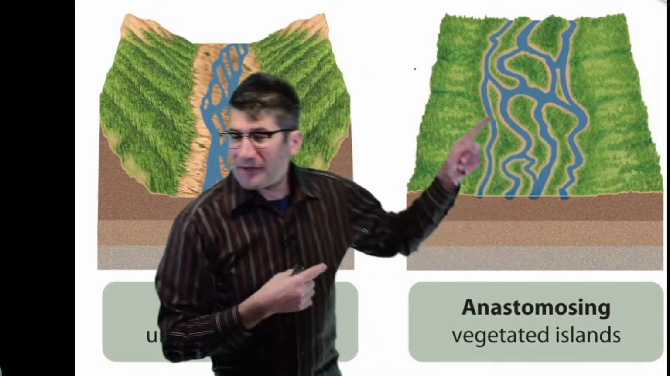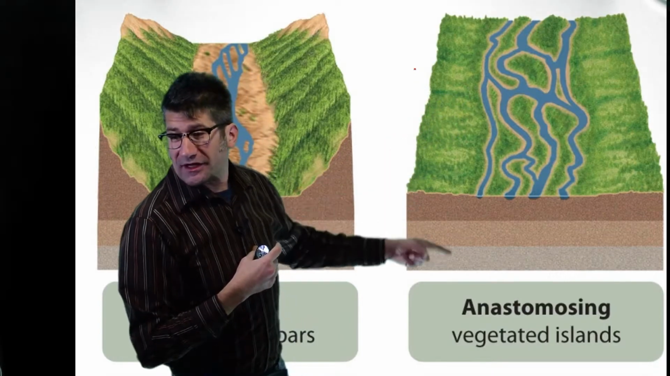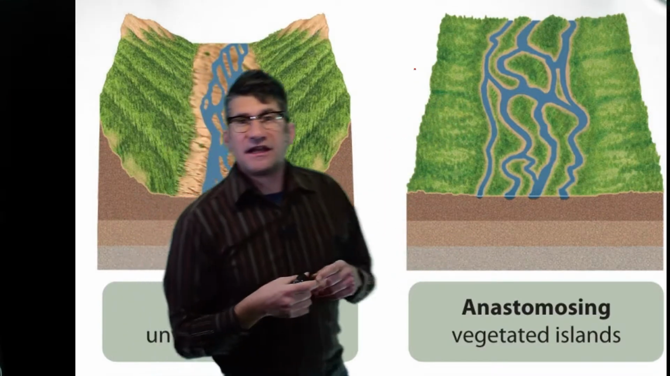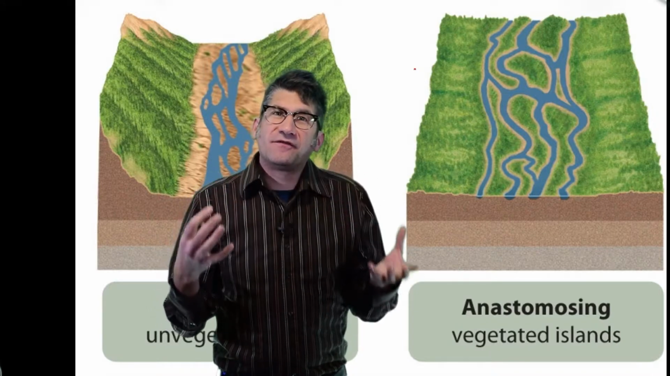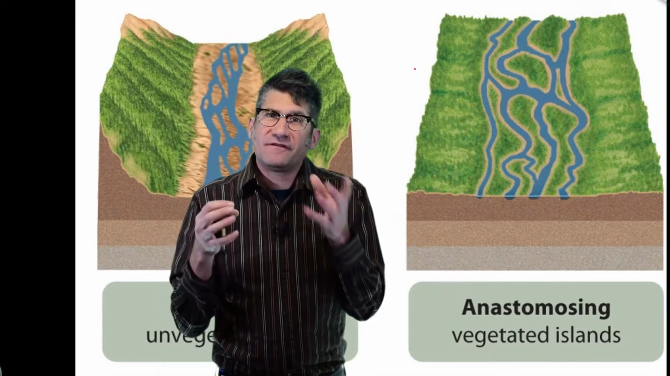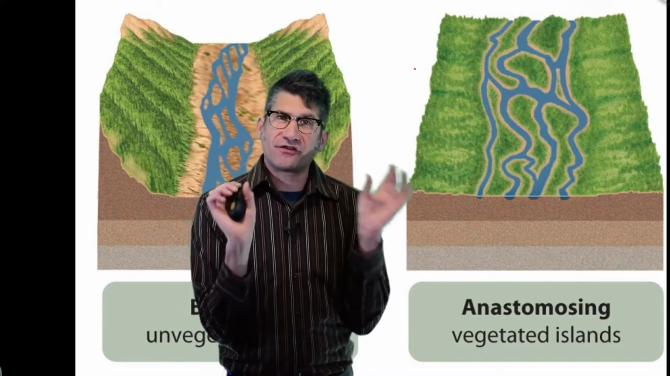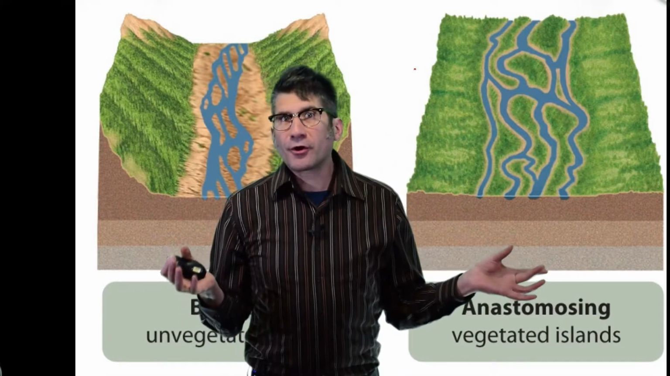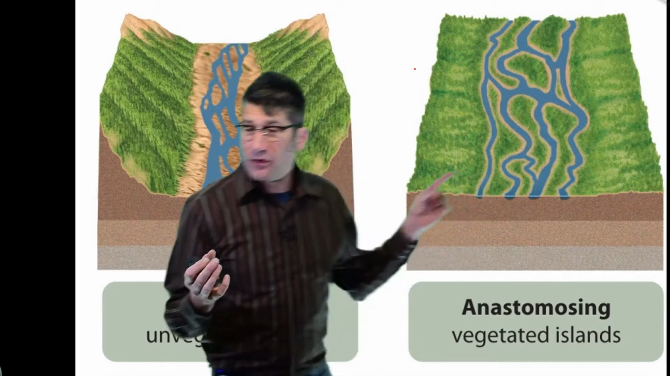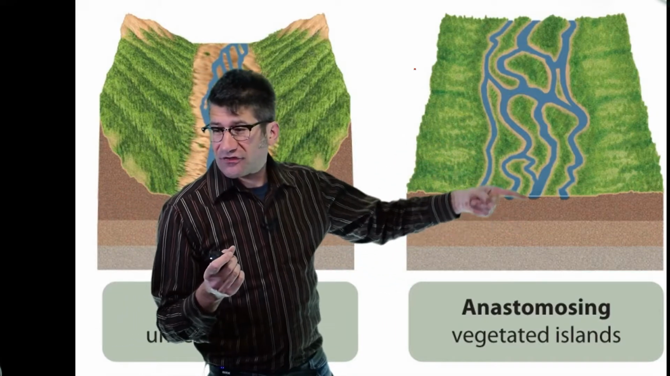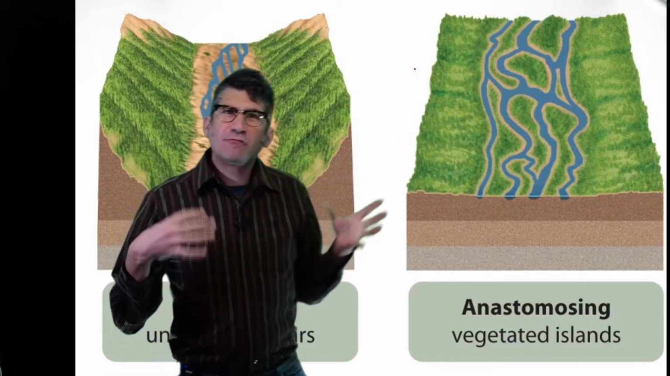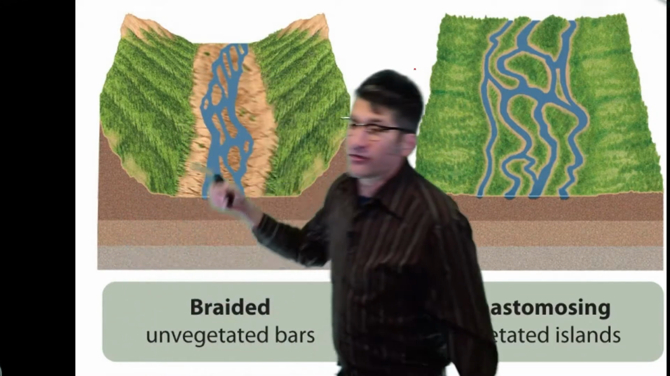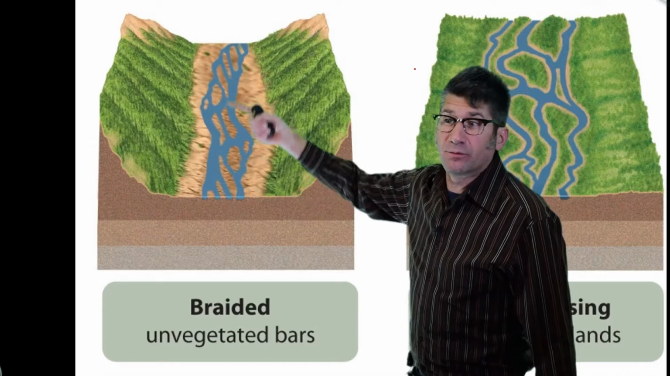The other type of channel right here is what we call an anastomosing channel. An anastomosing channel is where we have multi-threaded flow and we have vegetated islands. When you have vegetated islands, we think of these channels as stabilized and more permanent than a braided channel. Here's a picture showing a multi-threaded channel, and we can think of these multi-threads as being relatively stable in time, especially compared to these braided channels.